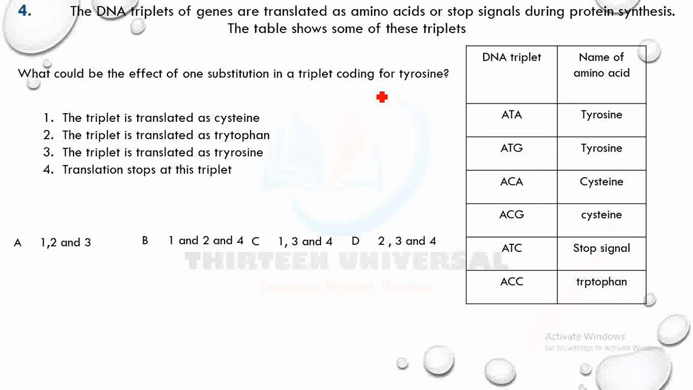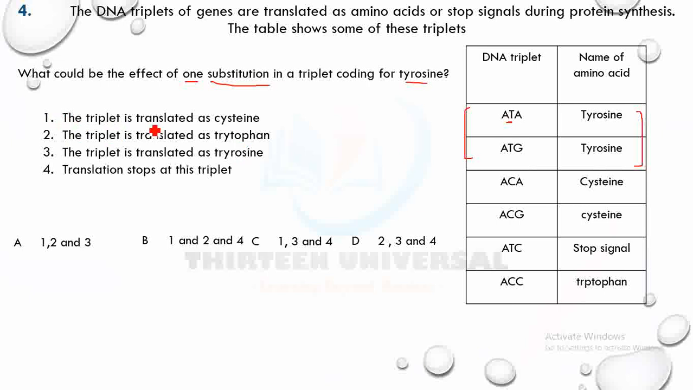So remember, we're looking for the effect of one base substitution. You're replacing a base with another base in a triplet coding for tyrosine. So this is tyrosine, and you see that tyrosine has different base triplets. So if, for example, this is a tyrosine, let's go to statement 1 first.